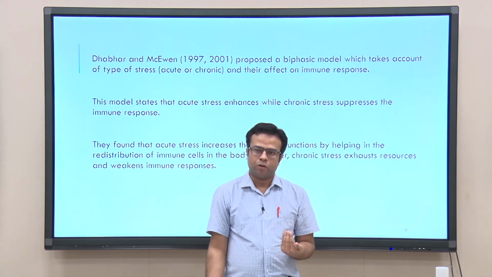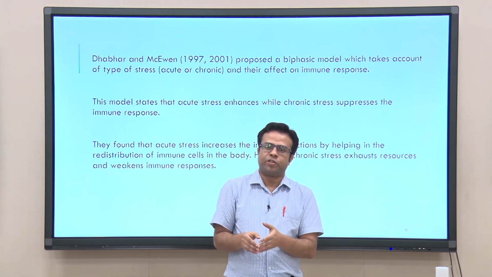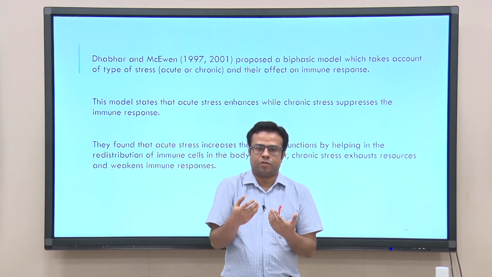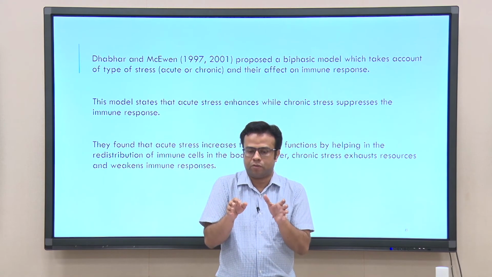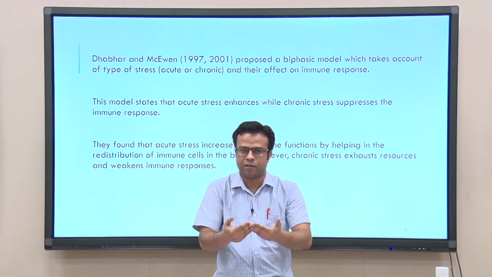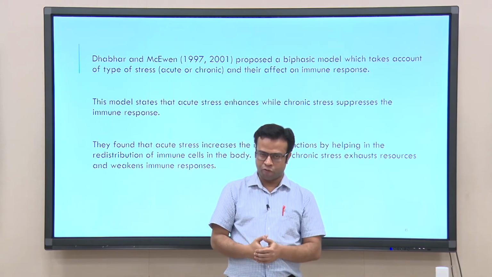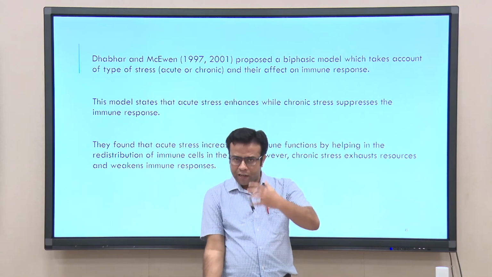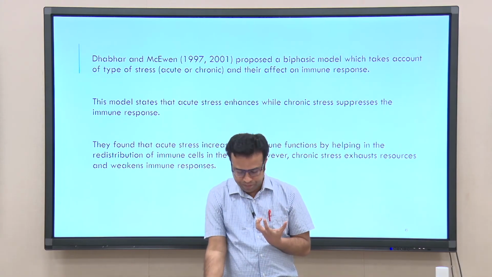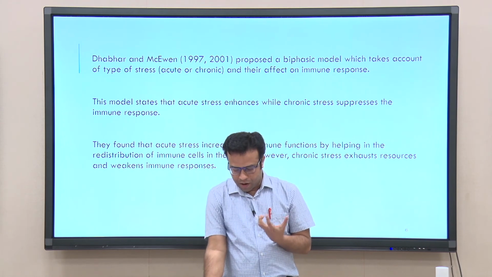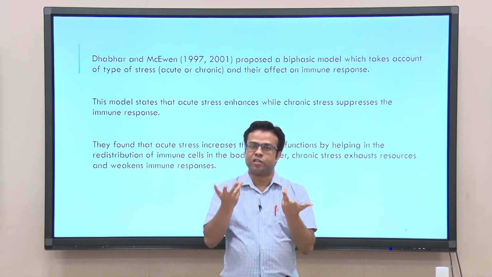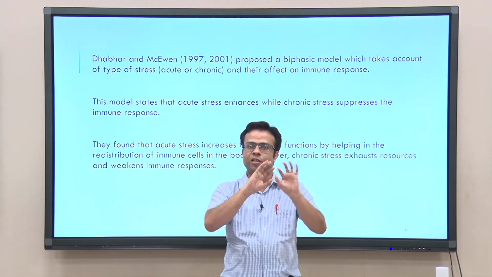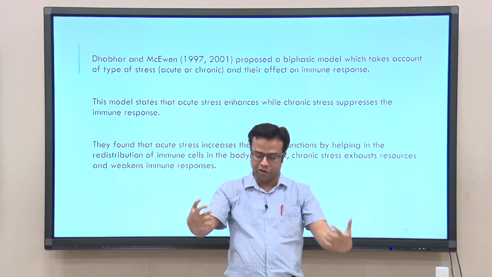So this biphasic model proposed that acute stress, which is short term, just after you see a danger or threat and experience the fight or flight response, actually increases immune function in the body. This is done by redistribution of the immune cells, because the body gets prepared and redistributes immune cells throughout the body and enhances immune function.